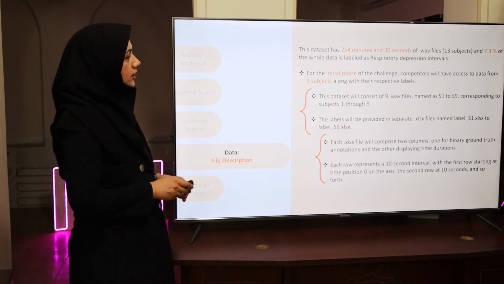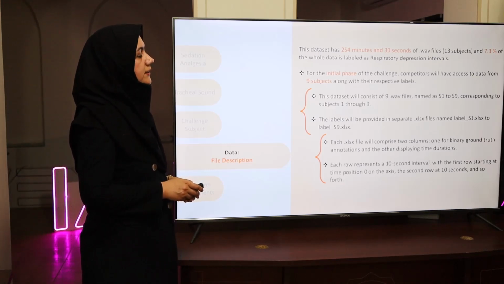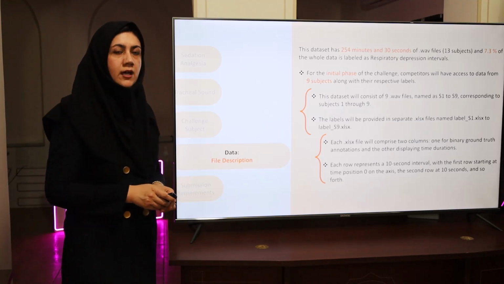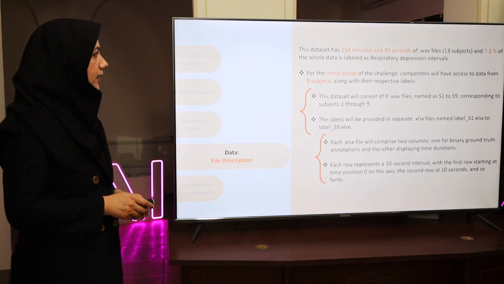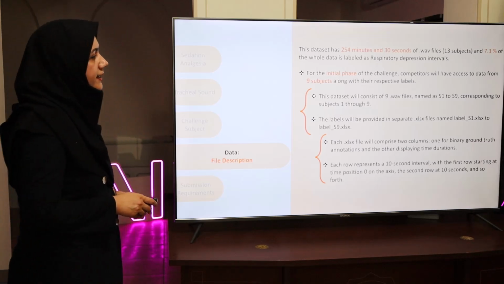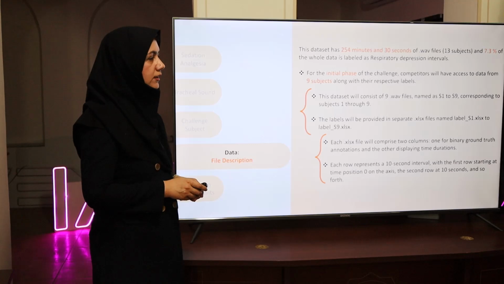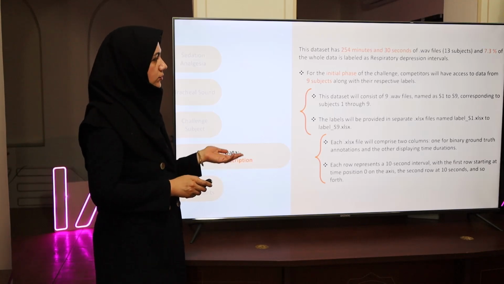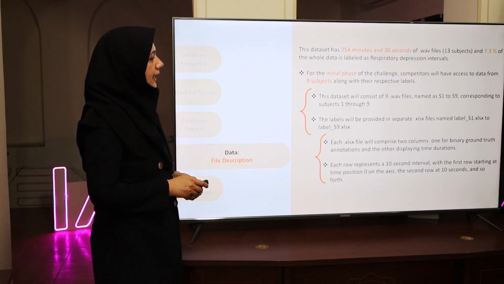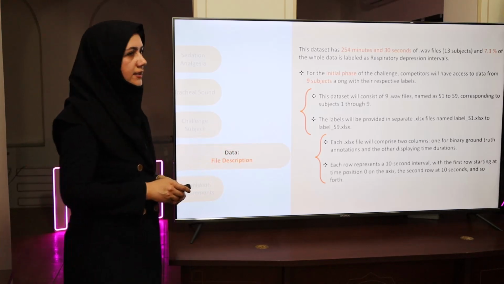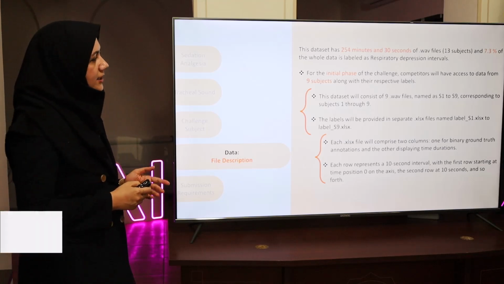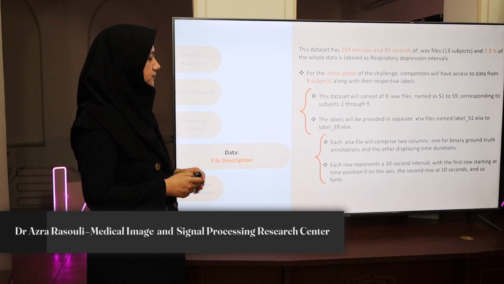For the initial phase of the challenge, competitors will have access to data from 9 subjects along with their corresponding labels. This data set will consist of 9 .wav files named S1 to S9, and the labels will be provided in separate Excel files named label-S1 to label-S9.